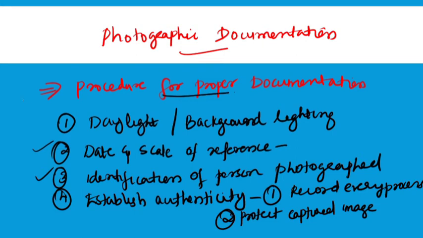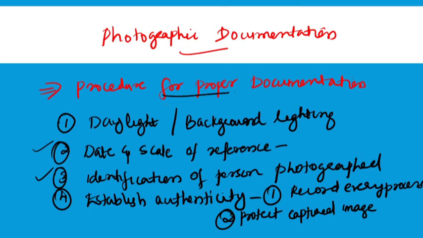So the first one is you should take the photo in daylight, and if it is night or the daylight is not that bright, you can use background lighting. And while taking the photograph, you have to mention the date of taking that particular photo, and you should keep a scale for reference on the side of the particular evidence.